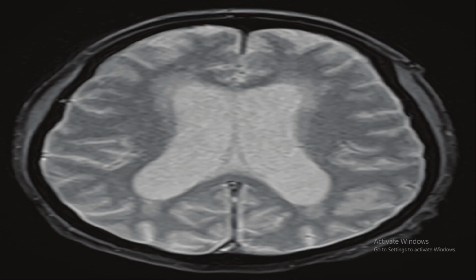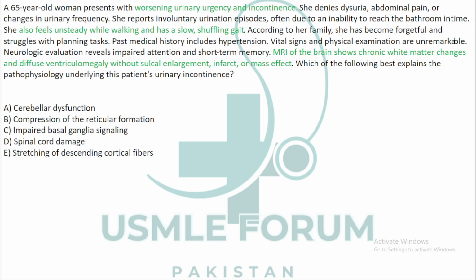So again, there is no mass, infarct, or hemorrhage. The MRI confirms that. So what's actually happening? What's the pathophysiology? The large ventricles stretch the descending cortical fibers, especially those from the frontal lobe that regulate your bladder control, gait, and cognition.